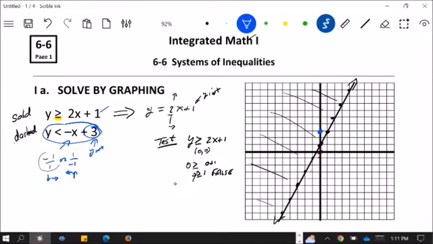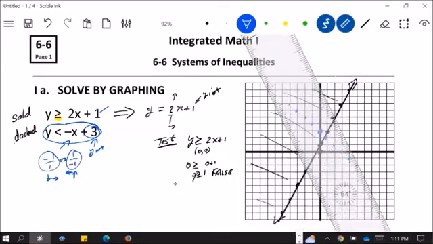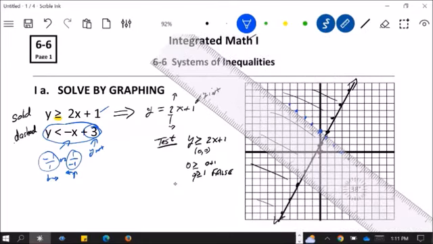And I'm going to start with -1 over 1 here. Down 1 over 1, down 1 over 1, backward. And then I'll use this one, going up 1 and over 1 the other direction. And then I'll use the ruler.